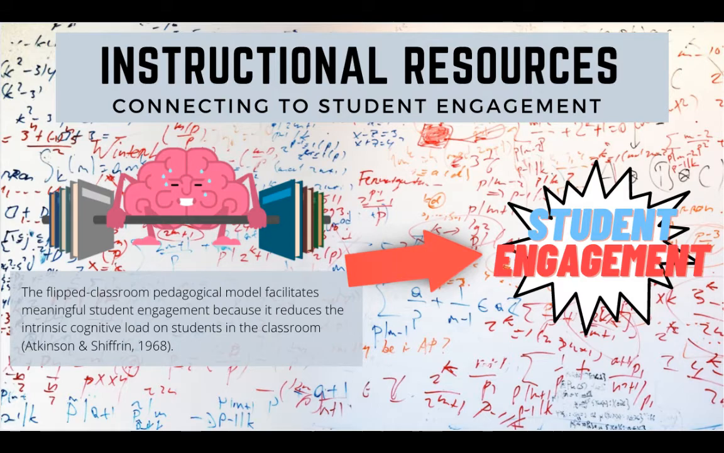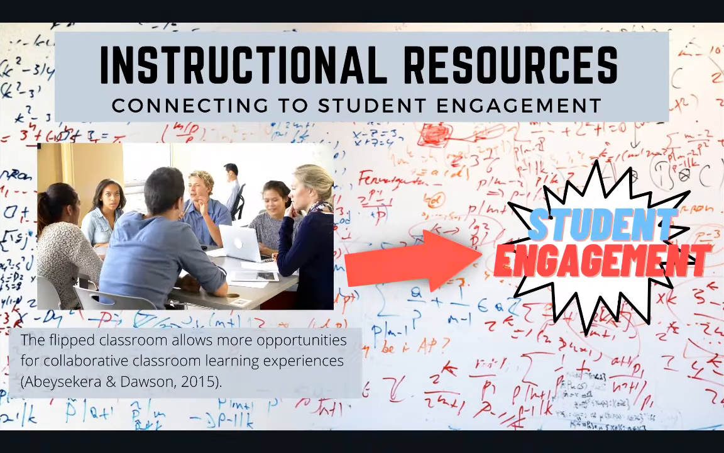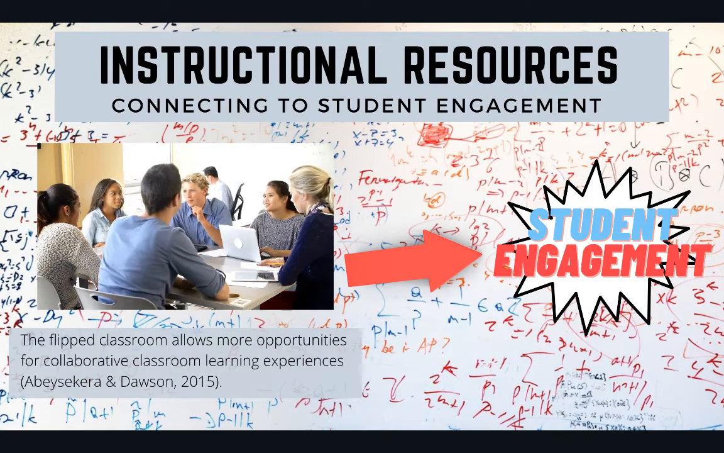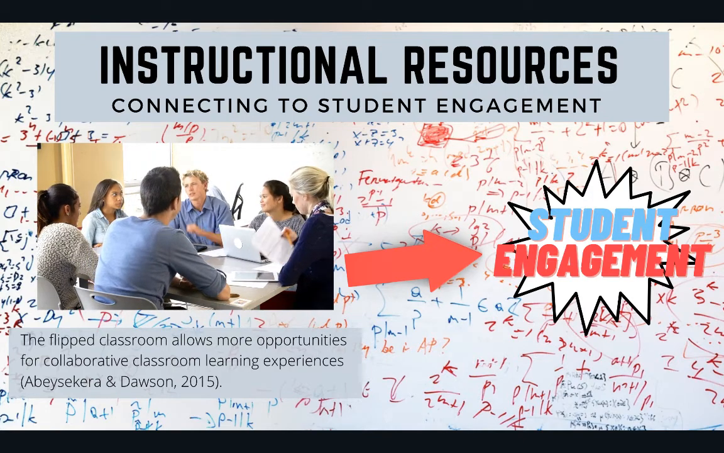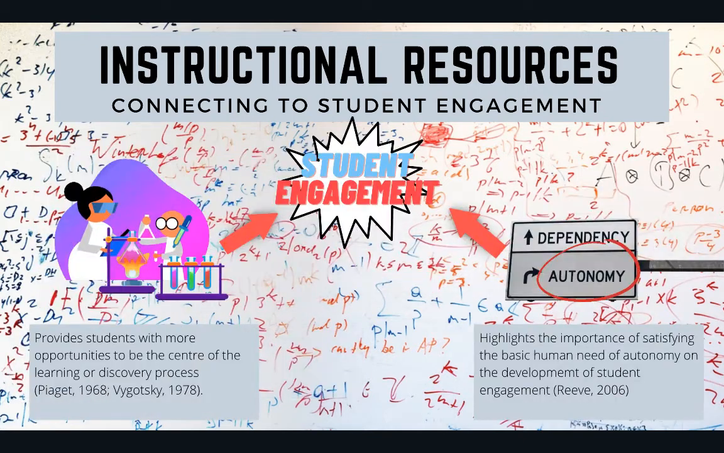The effective implementation of the flipped classroom pedagogical model facilitates meaningful student engagement because of its ability to reduce the intrinsic cognitive load on students in the classroom. The flipped classroom model also contributes to student engagement by allowing more opportunities for collaborative classroom learning experiences. Its success also highlights its ability to increase student engagement by satisfying the basic human need of autonomy and providing the students with opportunities to be the center of the learning or discovery process.